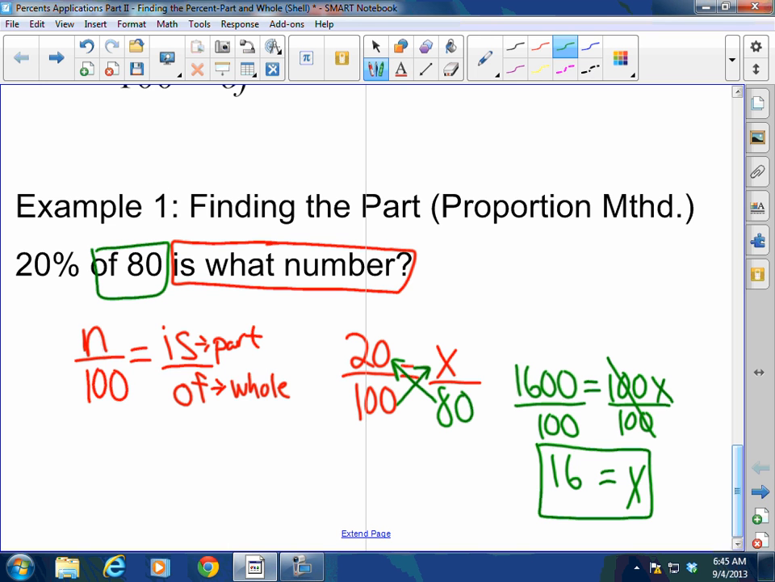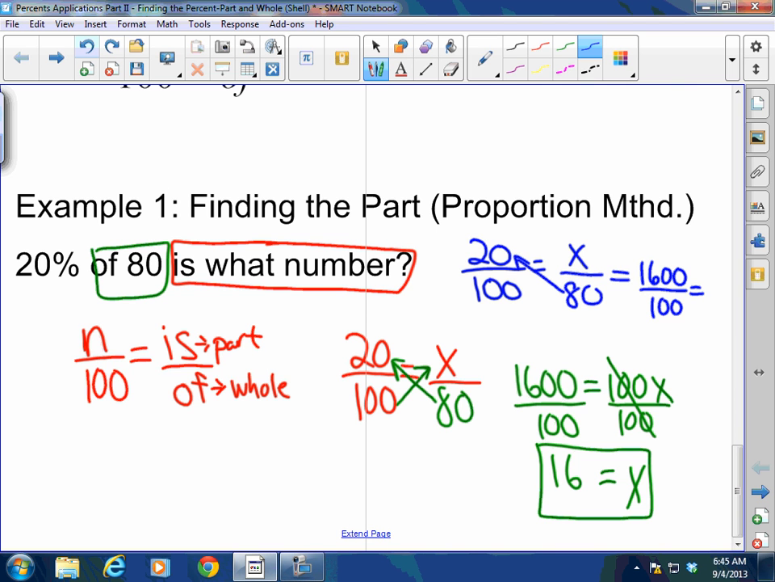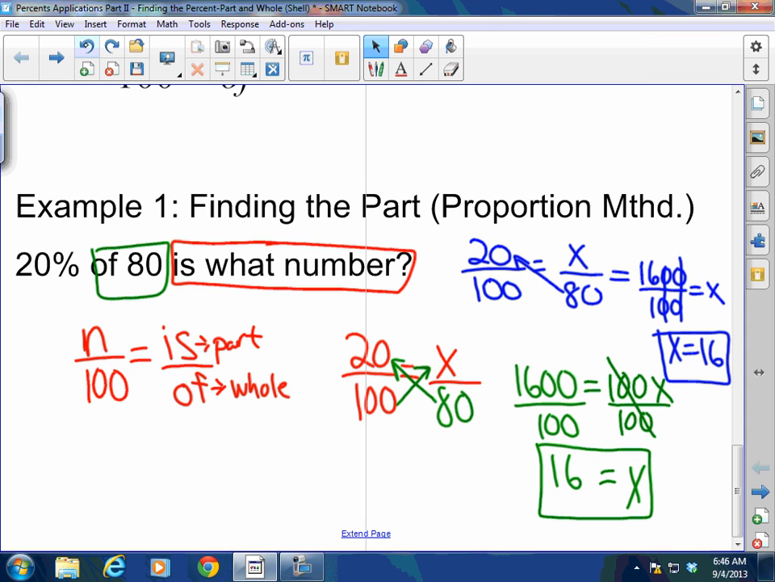Another way to solve that proportion, if you just want to isolate the variable, you could do it this way. N over 100 equals is over of. Since you have the x already here by itself, you can go ahead and simply multiply the 80 to the 20. So then you're going to have 1,600 over 100 equals x. Cancel the zeros. X equals 16. And that is the proportion method.